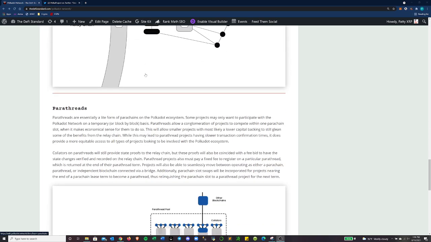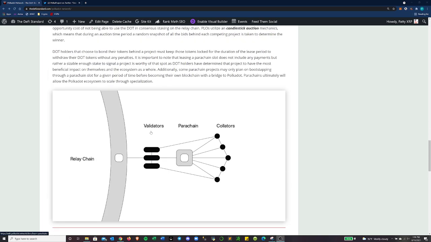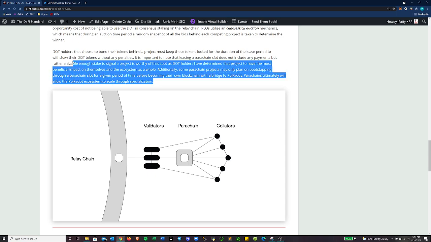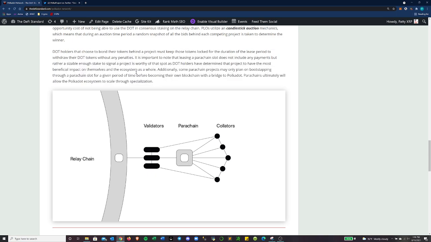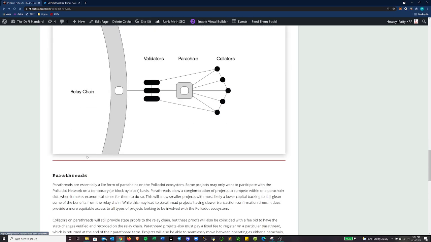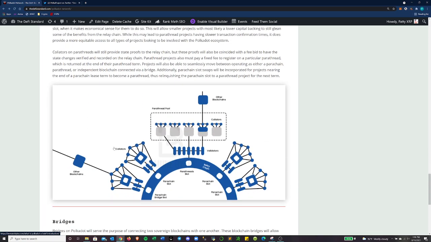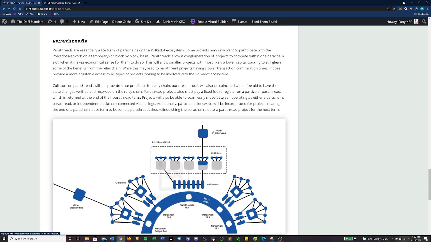Now, since it is costly and you need to be big enough to get a parachain slot, some projects may be solving, say, a $50 million problem, which is still pretty significant, but probably not enough for them to get enough backing behind their parachain and to get one of these slots. So what they could be part of instead is a parathread.